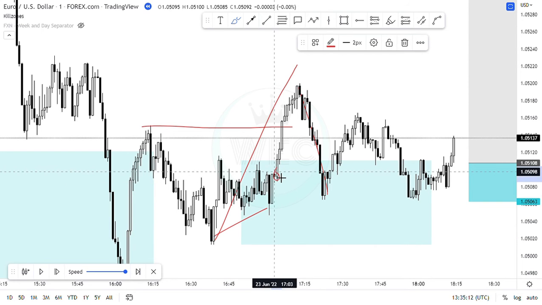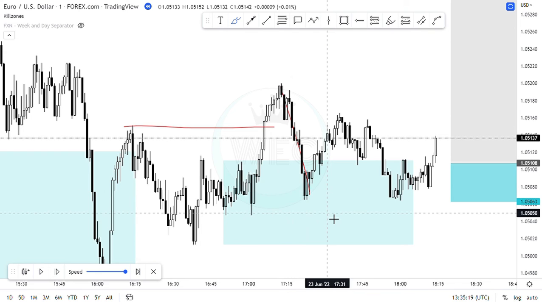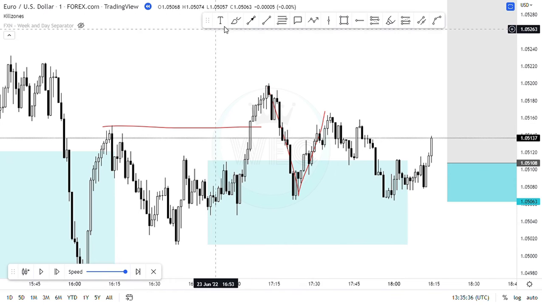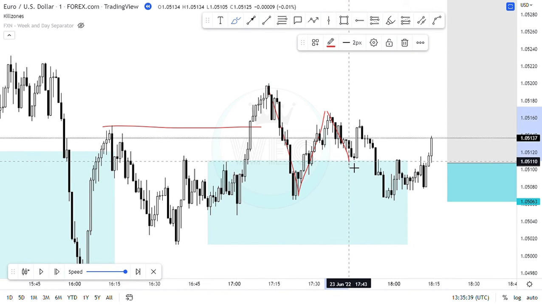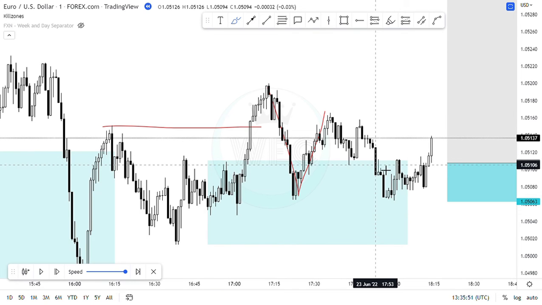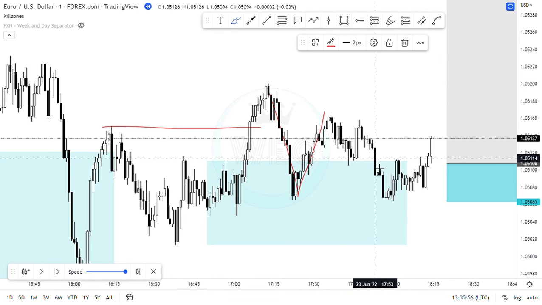So we had that beautiful mitigation nicely, and we had that push to the upside right in here. Right in here we had price putting in lower highs and lower lows, really nice. And this was my last high that made a low. Now after that, what would I be looking at? I'll be looking at price to take out this high in here. If price takes out this high, then I'll be looking forward to buy.